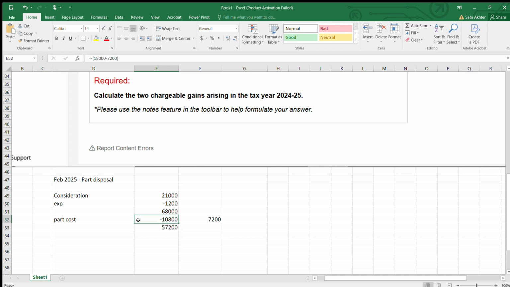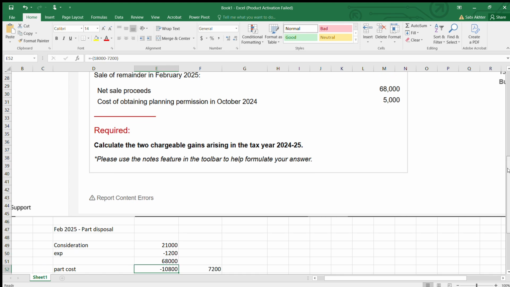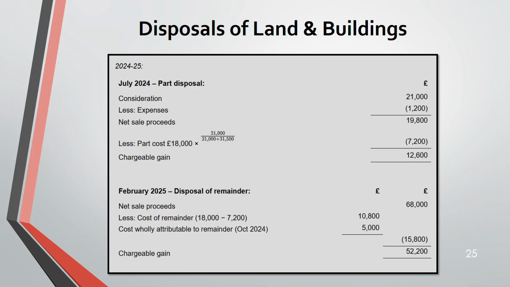Now, what's next? Cost wholly attributable to the remainder. If you see, the cost of obtaining the planning permission, this 5,000, is wholly for the remainder only. Minus 5,000. Now, the chargeable gain is simple as this: 52,100. So this is the answer we have got. For July 2024, it was 12,600, and here it's 52,100.